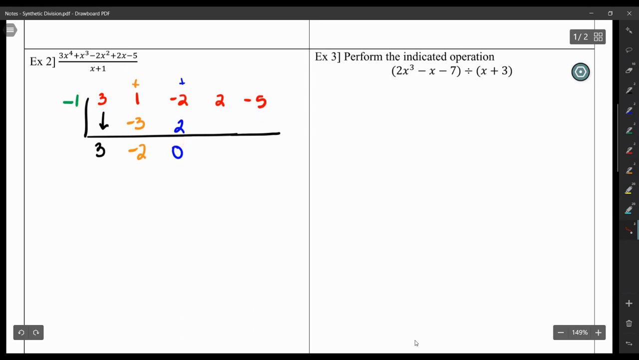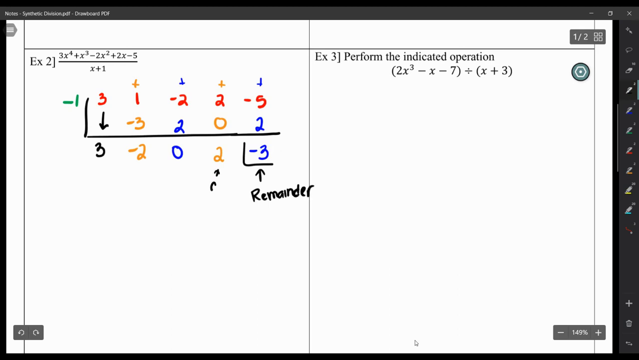-1 times 0 makes 0. And then we add these together. 2 plus 0 makes 2. And the process starts again. -1 times 2 makes -2. And then we add these together, we get -3. So again, the last number is always the remainder.